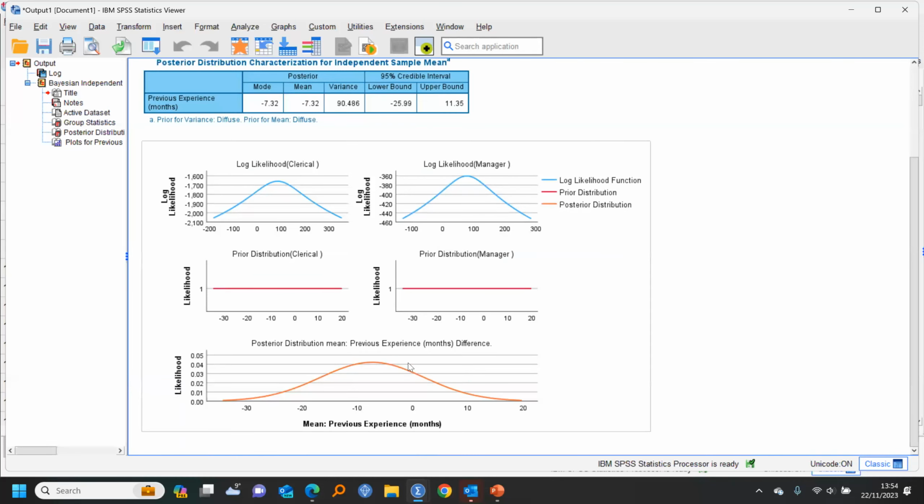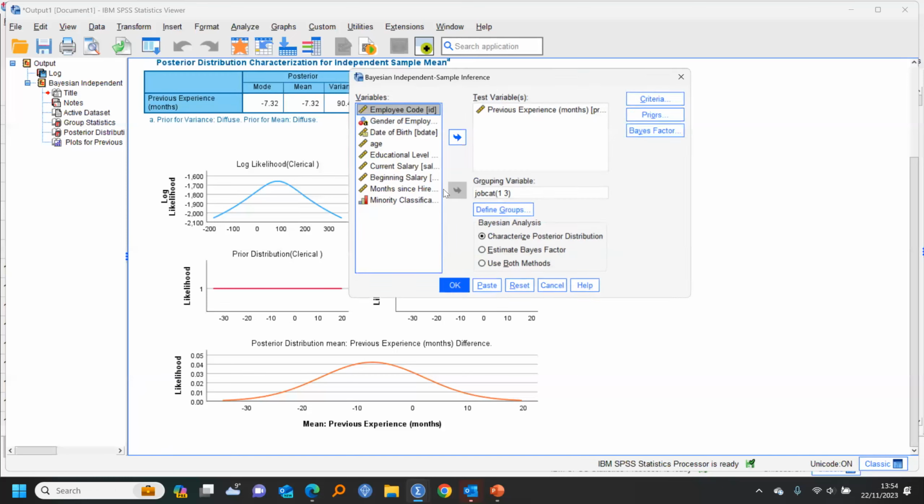And then the posterior distribution says, okay, this is what I think the mean difference could be. It could be anywhere between about minus 26 up to 11, and 95% of the data falls within that zone. That's the bottom 2.5% and the top 2.5% here. So you can see that's where it's getting these two numbers from. This is the posterior distribution.